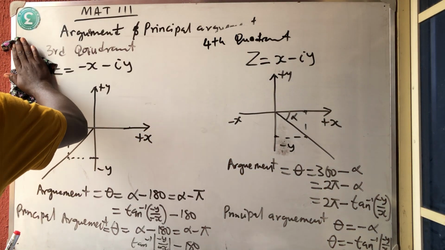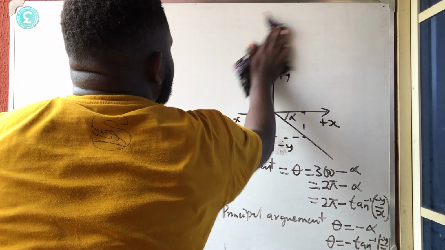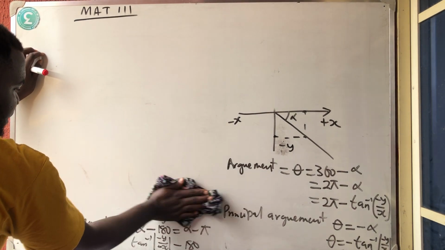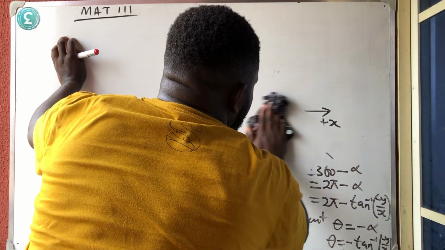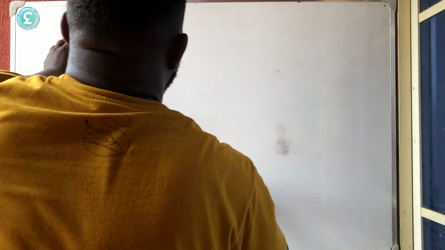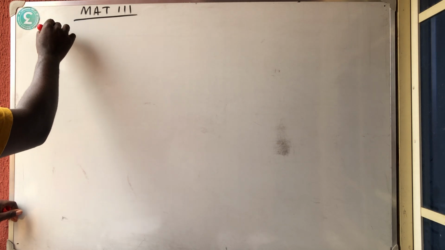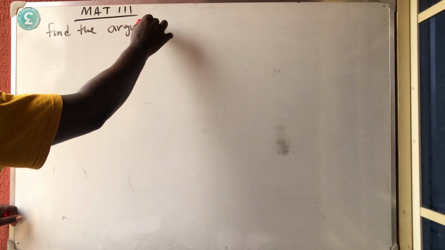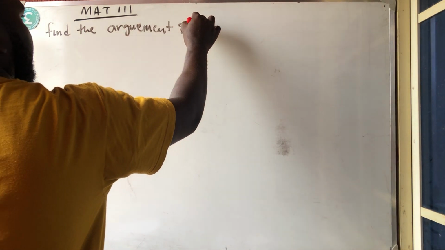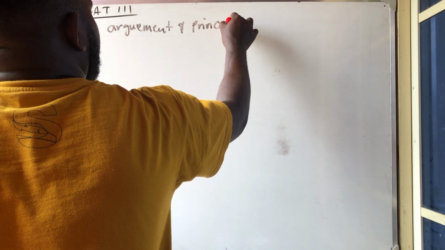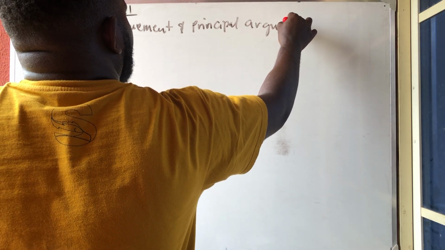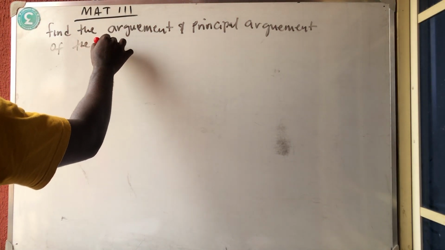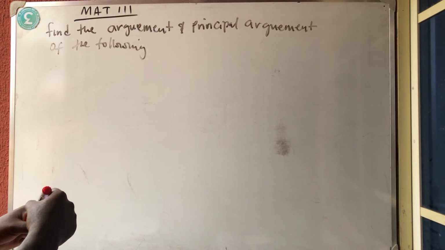Okay, so that is that. Now let's get the argument and principal argument of the following questions, before we now enter into polar form. So they say find the argument and principal argument of the following.